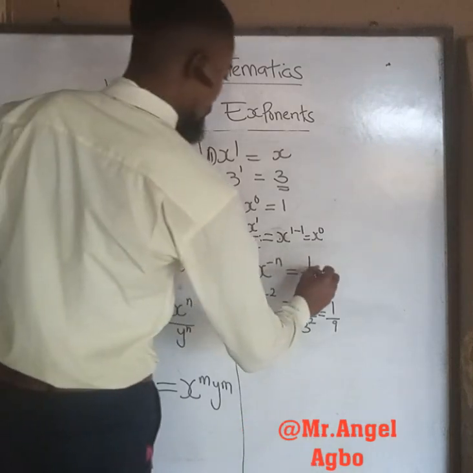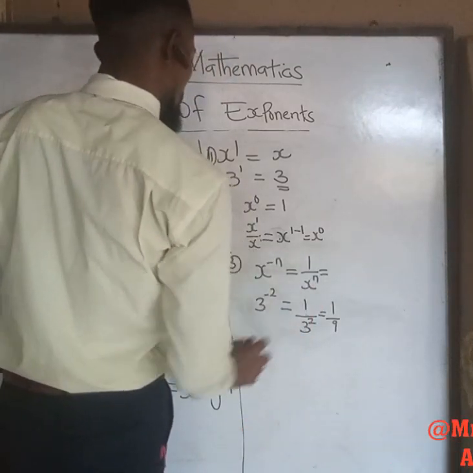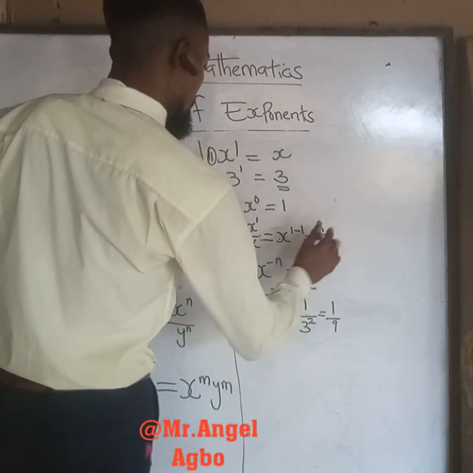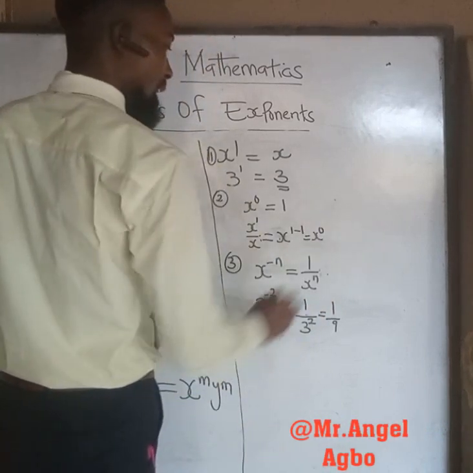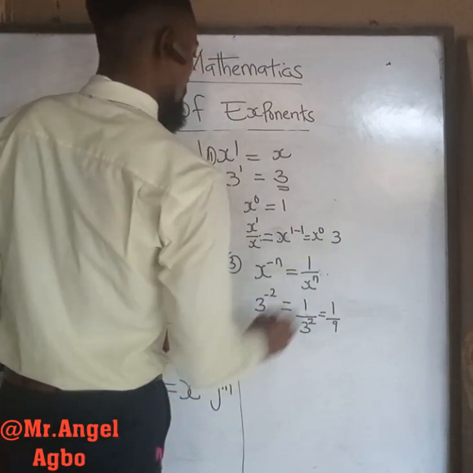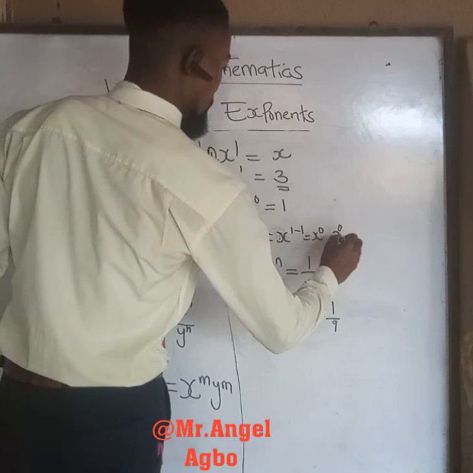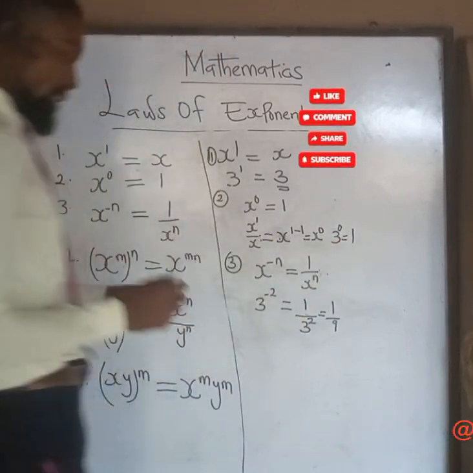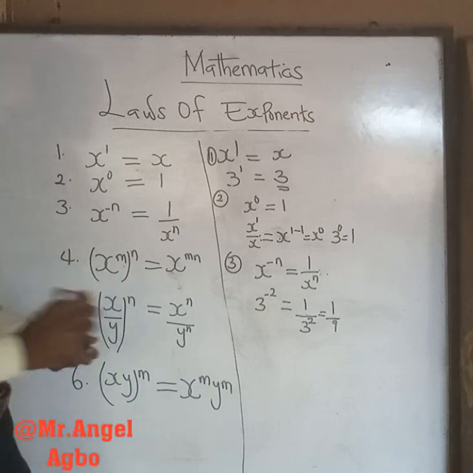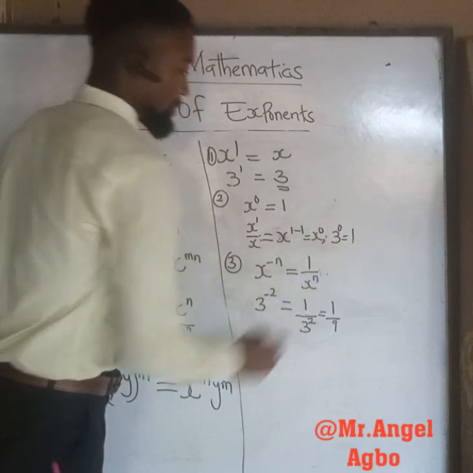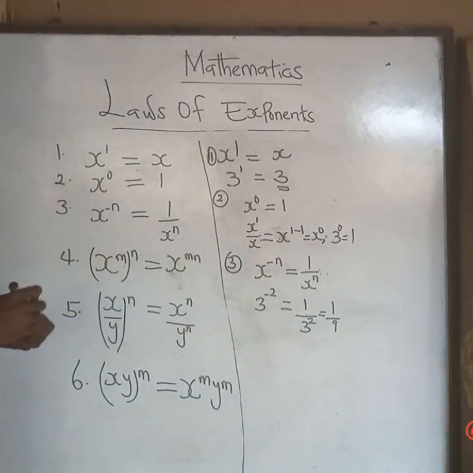I want to use a number in this one. I can decide to say 3 raised to the power of 0 is equal to what? 1. It's the same as what? 3 divided by what? 3. 3 divided by 3. Okay, do you get that?